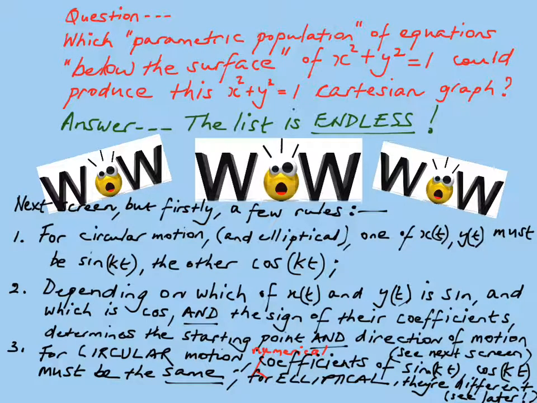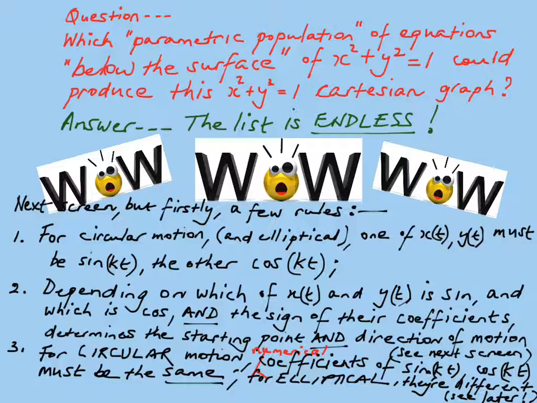Right, the third one is for circular motion, the numerical coefficients of sine and cos must be the same. Okay, they must be the same. So if you're going to have x is 2 sine t, then y would have to be a 2 in front of the cos t, if that's the way it goes. You'd have to have the same coefficient, right?